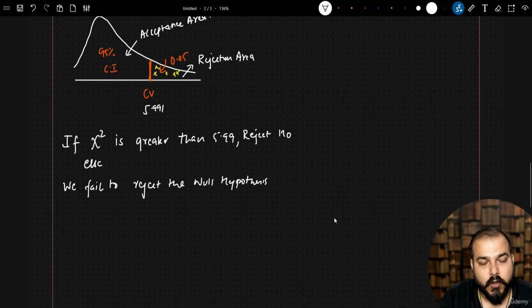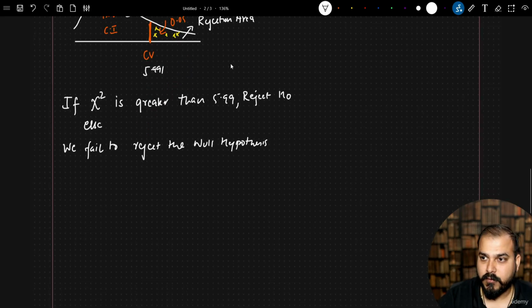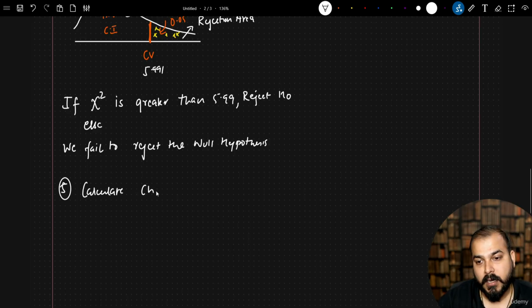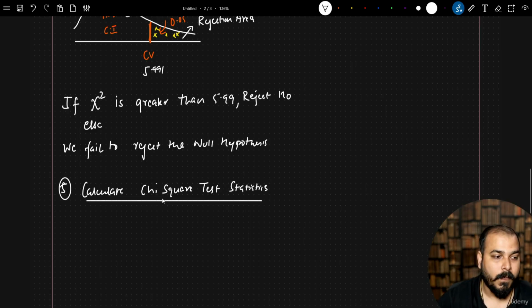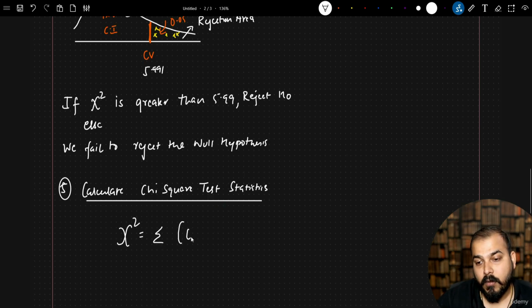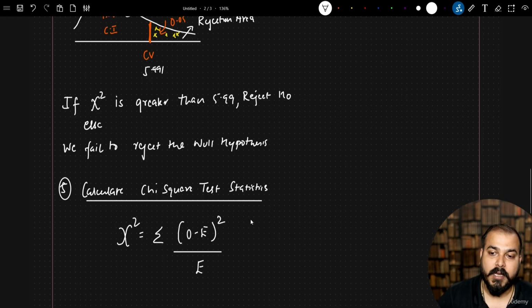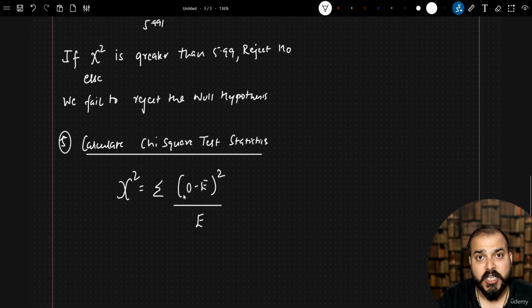Okay, now let's go ahead and calculate the chi-square test. This is my fifth step. We calculate the chi-square test statistic. In order to calculate, I have this formula: sigma of observed minus expected whole square divided by expected. So this is the entire formula of the chi-square test statistic. Again, I'm going to repeat: summation of observed minus expected whole square divided by expected. So we are trying to compare the observed and the expected values.